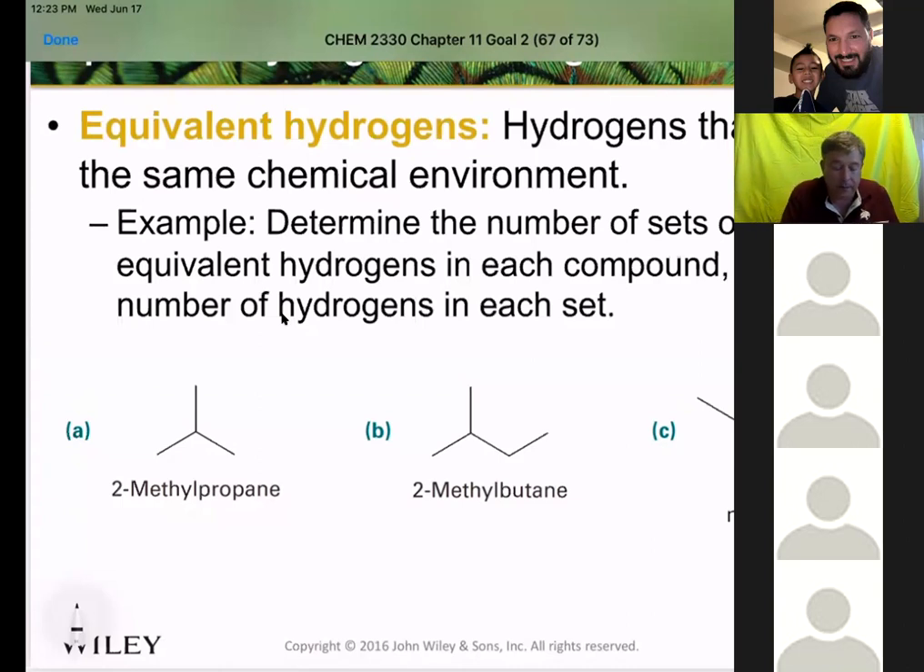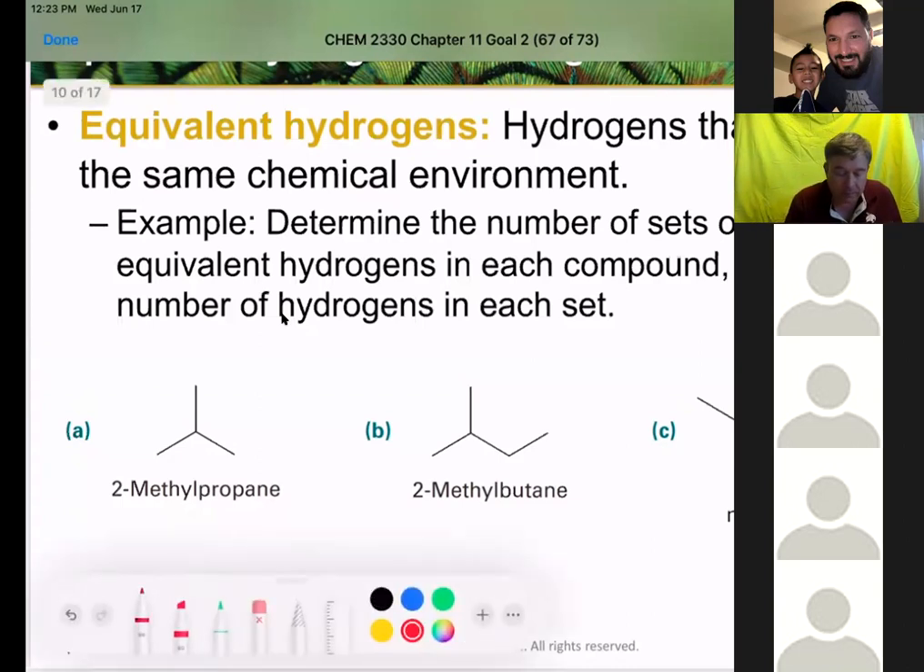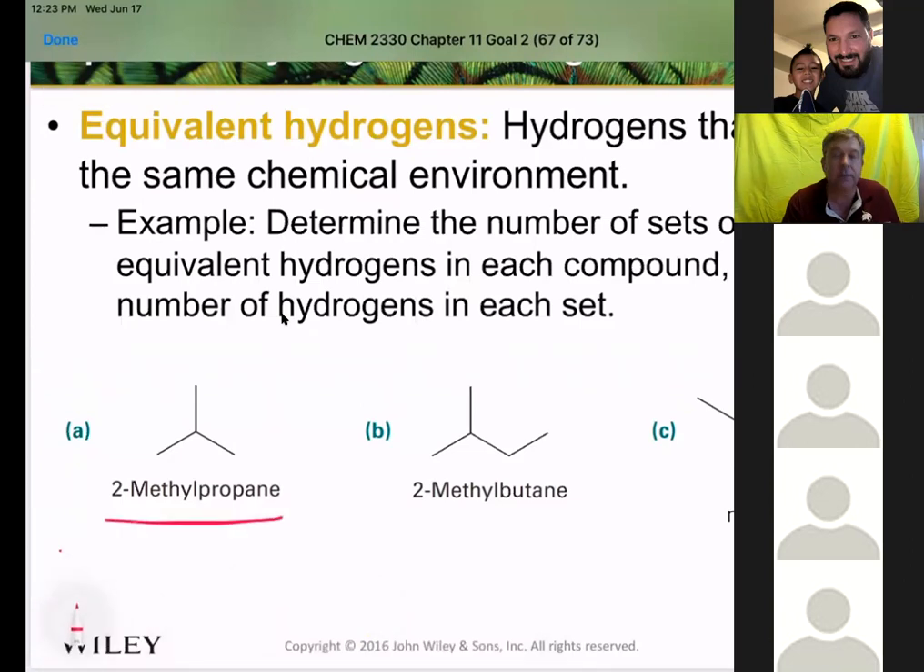Let's do an example of this where we look at this compound right here, 2-methylpropane. Remember that this is just our stick drawing. It's just showing us where the carbons are. So go ahead and write in the hydrogens. You have 3 hydrogens there, and you have 1 hydrogen here because there's only 3 carbons to that.